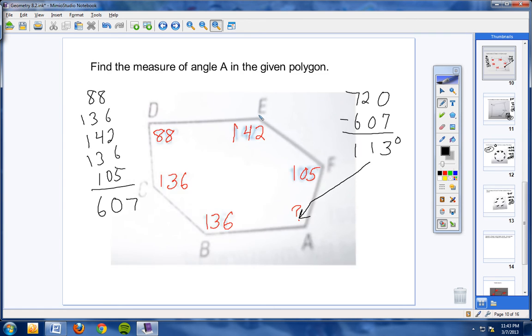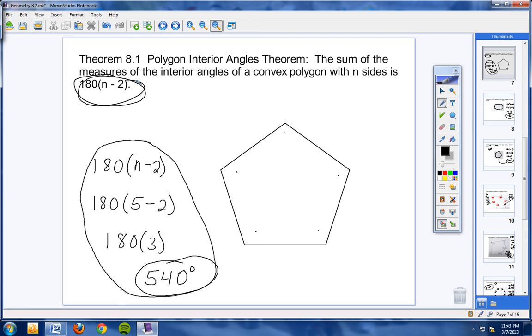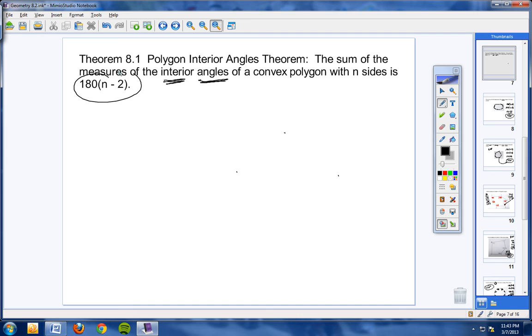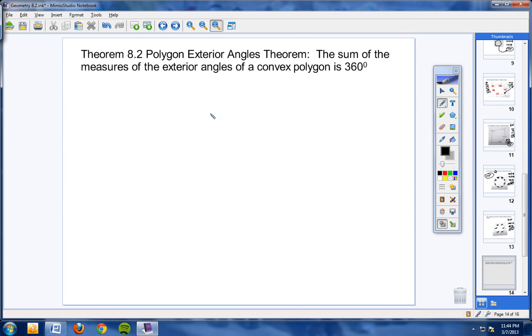Watch this carefully. This theorem right here that we have been looking at deals with what type of angles? Do you see it right here? Interior angles. This formula only works with what? Yep, you guessed it, interior angles. Now look at Theorem 8.2. Theorem 8.2 deals with exterior angles.